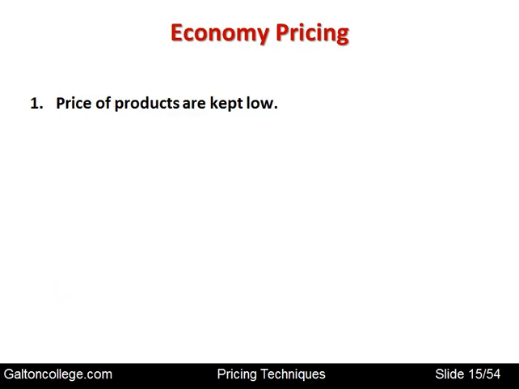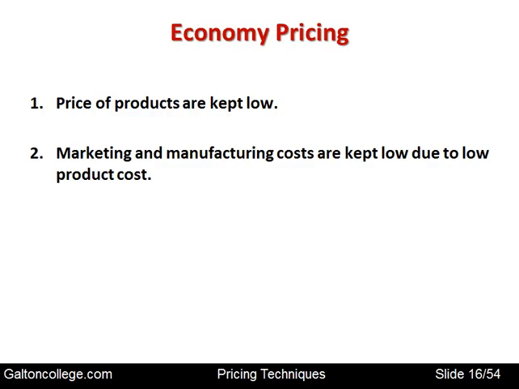Economy pricing. Well, in this case, the price of products are kept low, so the products are, again, a bit like penetration pricing at the start, the prices are kept low. Marketing and manufacturing costs are kept low due to low product costs. So if it's cheap to make this product, then the product costs may be low, and that's passed on in the form of cheaper prices.